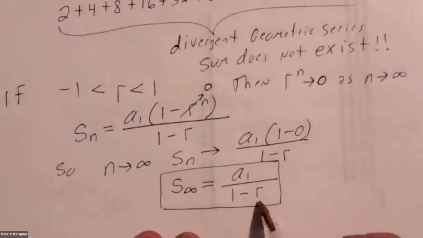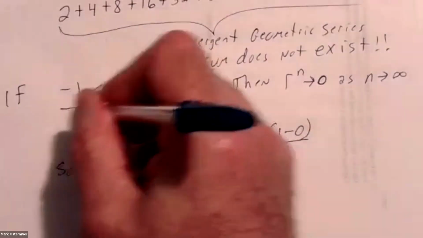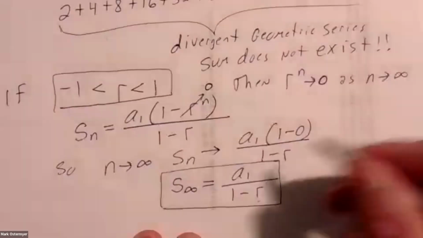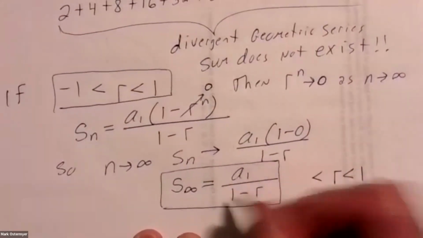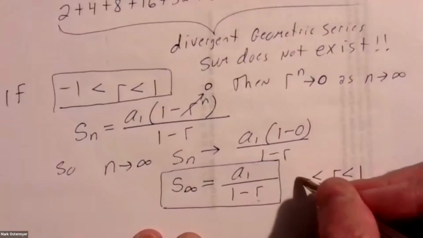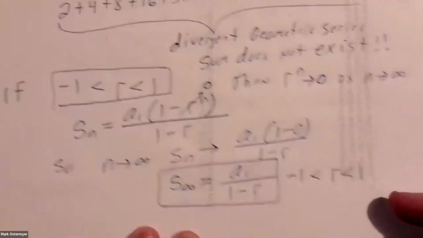So what has to be the requirement on R again? R has to lie between 1 and -1. This has to be the case. Otherwise, you cannot even use this formula. There would be no sum to the infinite series if R does not lie in this interval.